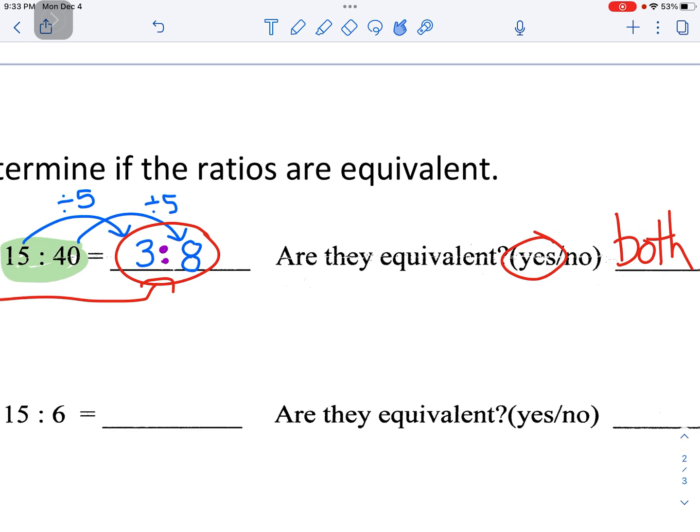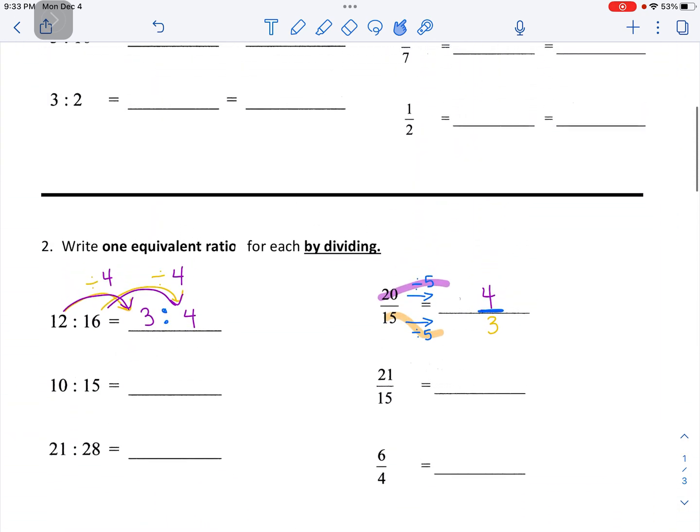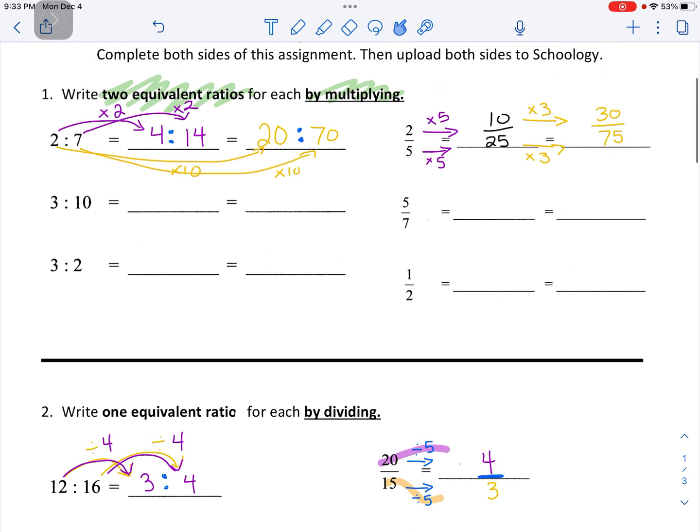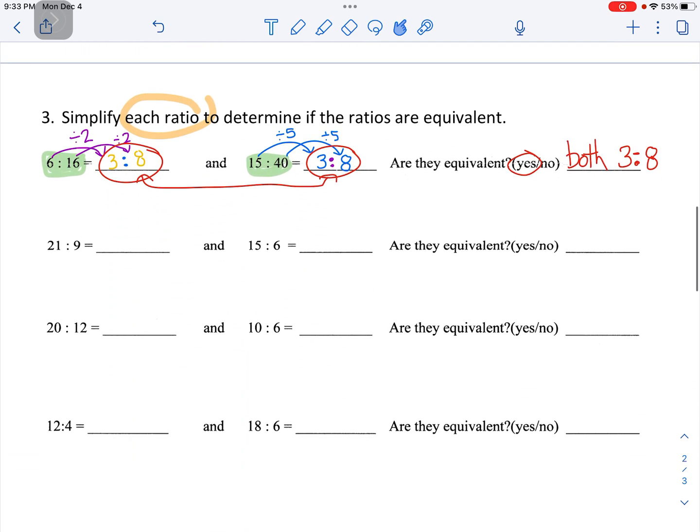All right, it is really hard to check your work on the top because you can choose so many different numbers to multiply and divide by. So the part that you need to check your work for is part number 3.